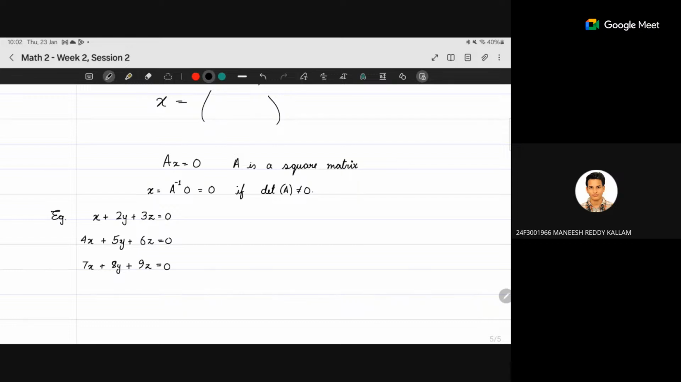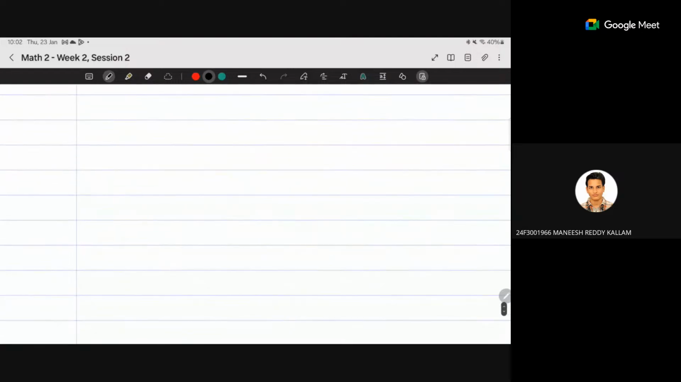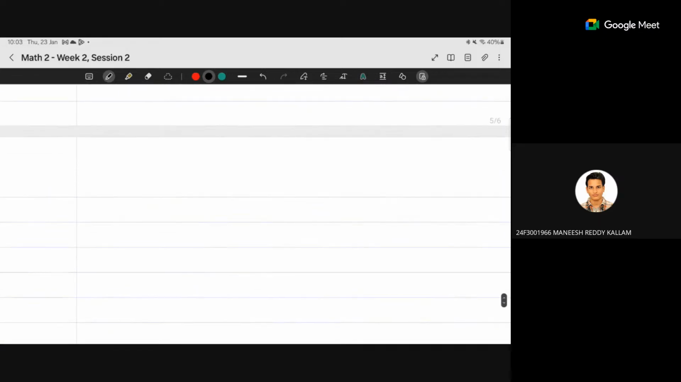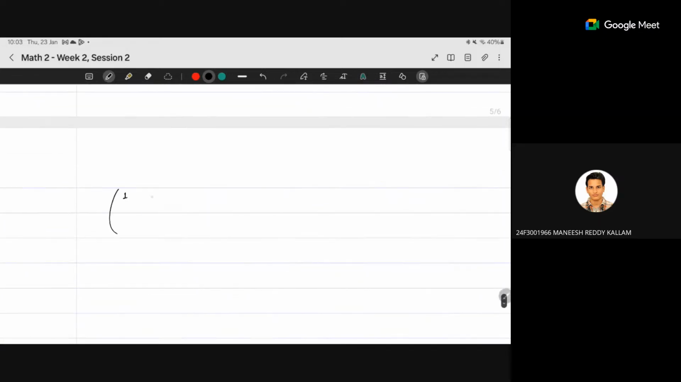So this, your coefficient matrix is 1, 2, 3, 4, 5, 6, 7, 8, 9. Now, for a homogeneous system, you don't need to write this 0, 0, 0 part. I'm just going to write it, but you don't need to write it. You will quickly see why. You probably already see why.